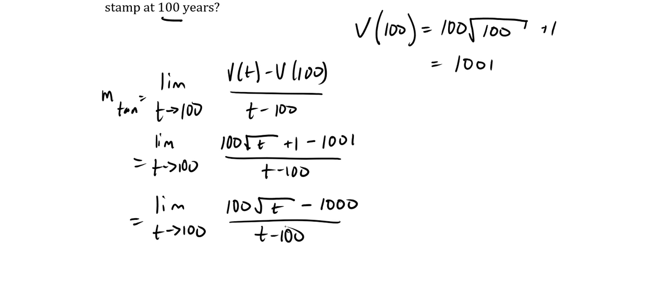Okay, I didn't see anybody have an issue with this, but when you find the value of the function at 100, it's 1001. I think from what I saw, nobody messed up there. That is something, although it's simple, a mistake that people do make. And then here's what I've done so far. I start with my formula. I subbed in the function at t and the value of the function at 100 on top here. And then just simplify 100 times the square root of t minus 1,000.